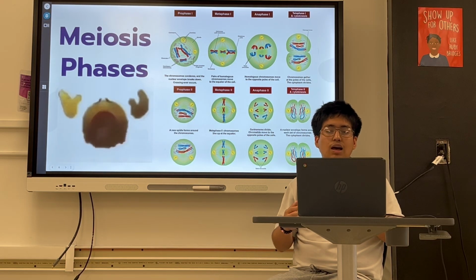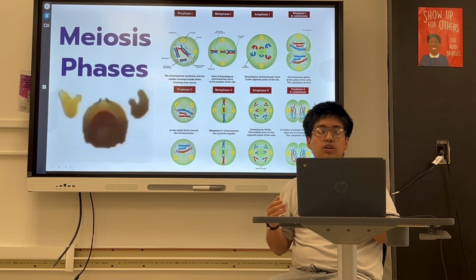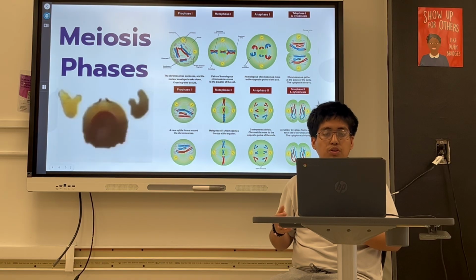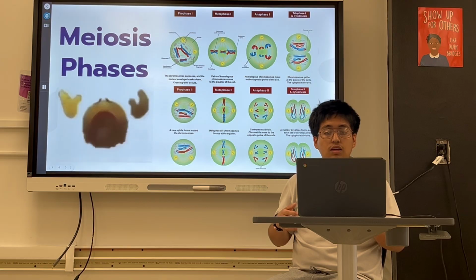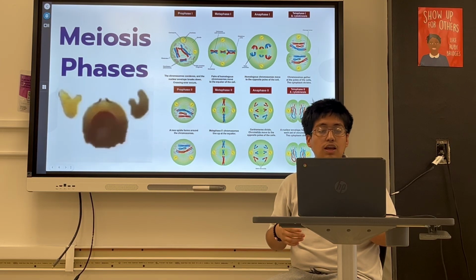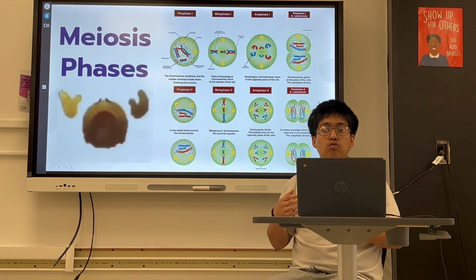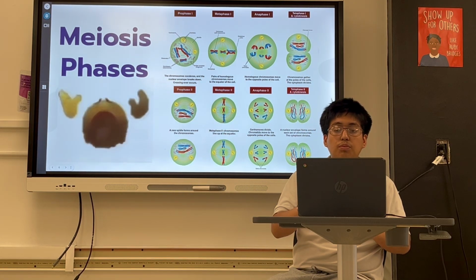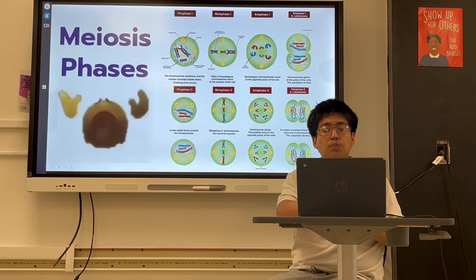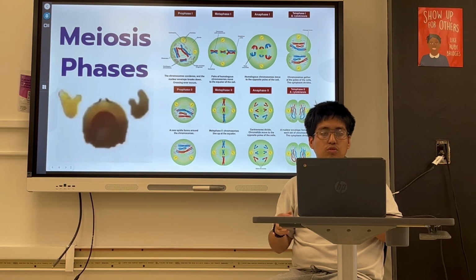As this all is happening, it follows similar steps to how mitosis prophase works. The nuclear envelope begins to break down, the nucleolus disappears, and the spindle fibers form as centrosomes move toward opposite poles of the cell, preparing for the separation of homologous chromosomes.